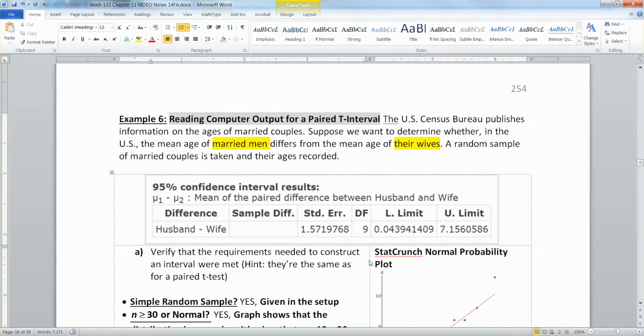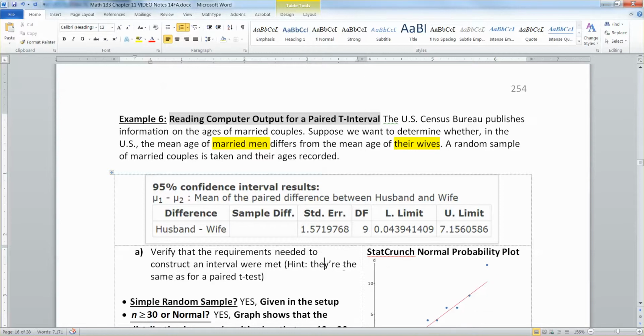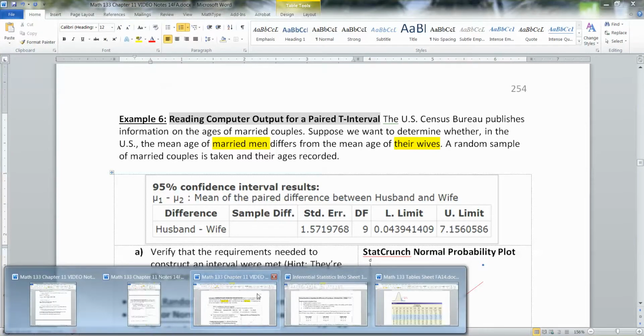It's kind of obvious because of the section we're working in, but when you get to your test, that's how you're going to determine whether you're looking at one kind of test or another. All right, so we have a random sample and they created this confidence interval. I changed this question a little bit from one semester to the next. I made it verify the requirements needed to construct an interval were met, and notice, hint, they're the same as for a paired t-test. So let's go look at the paired t-test for a second.